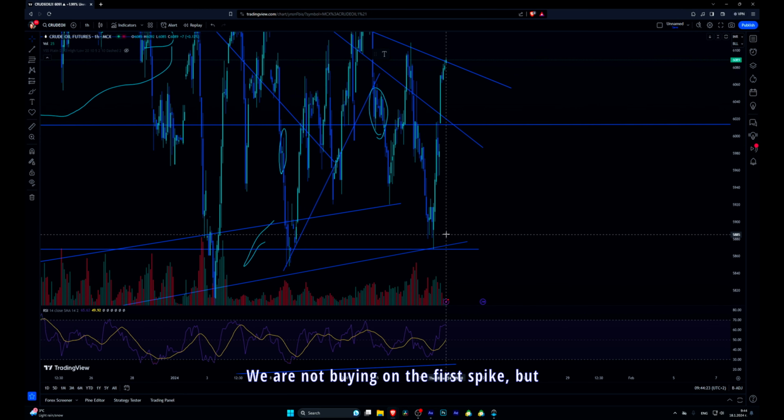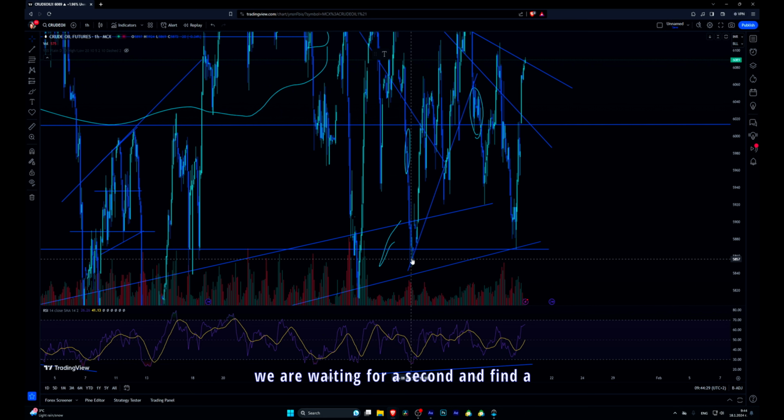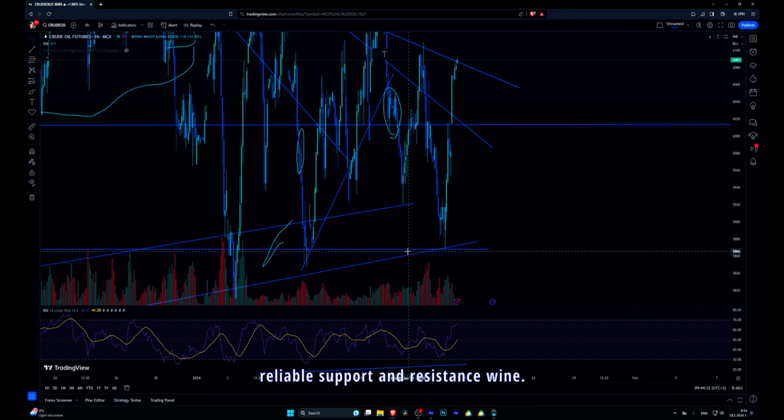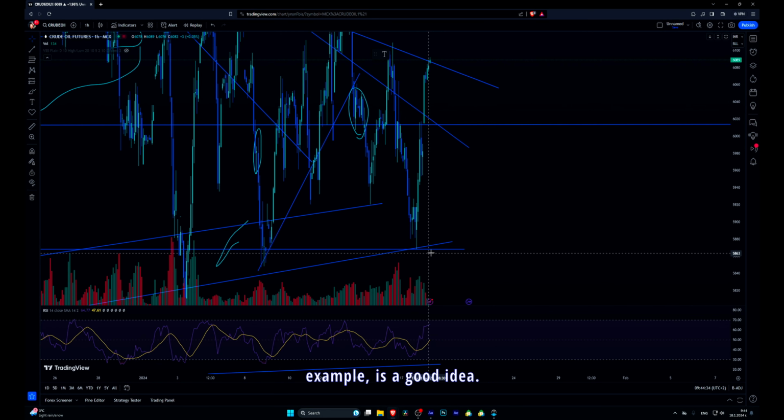So that's the idea. We are not buying on the first spike, but we are waiting for the second and finding a reliable support and resistance line. The last one, for example, is a good idea.